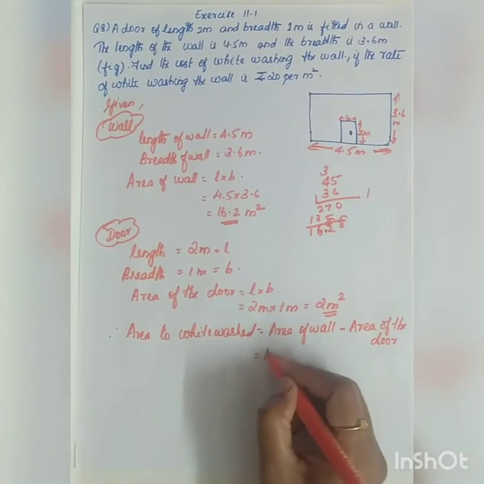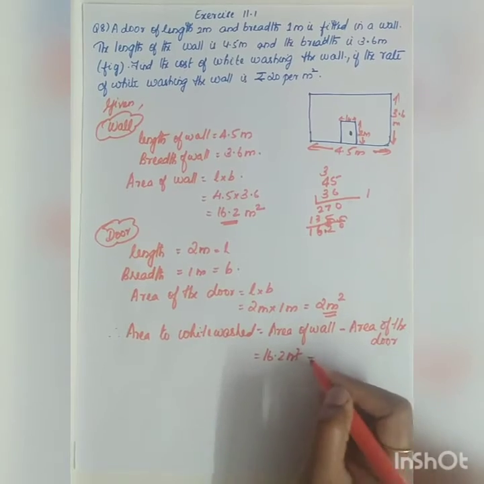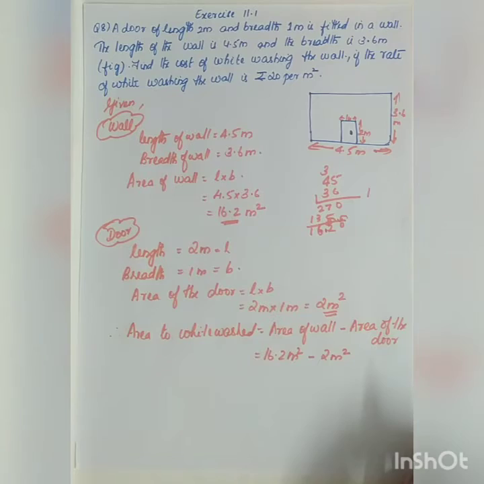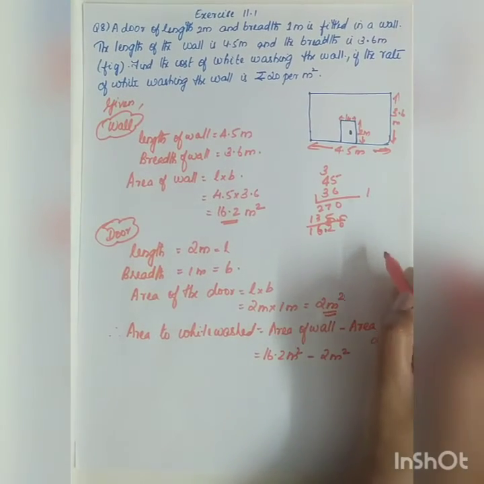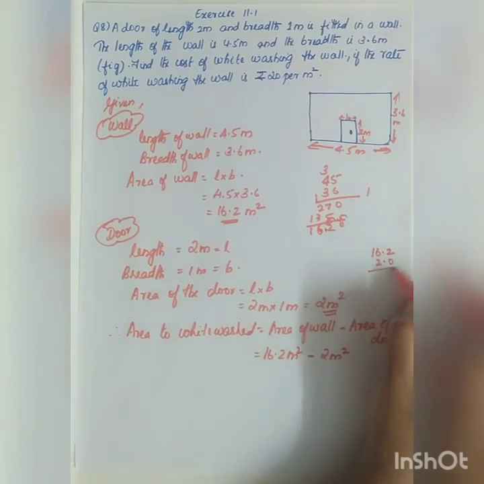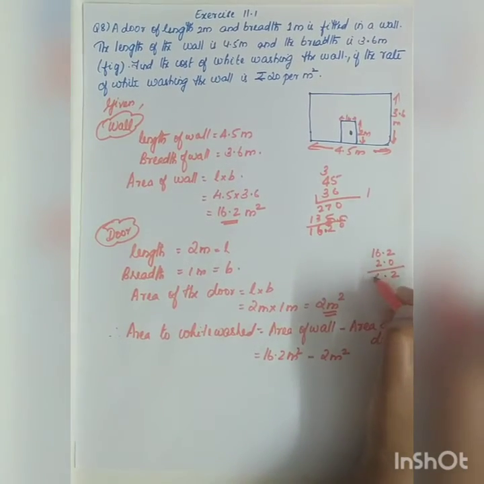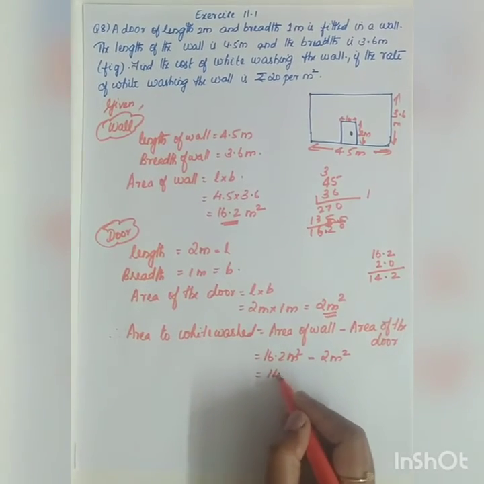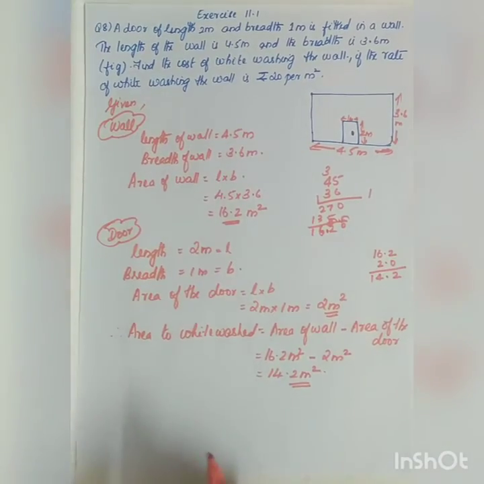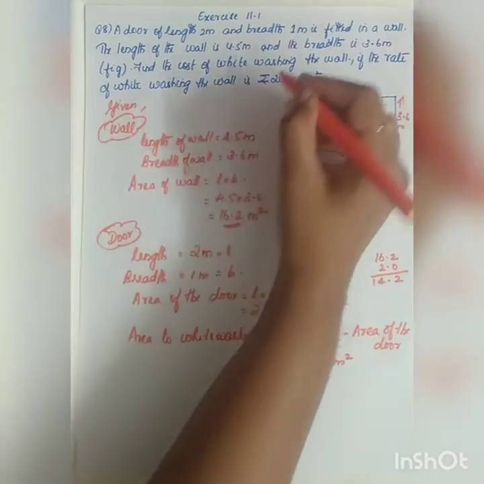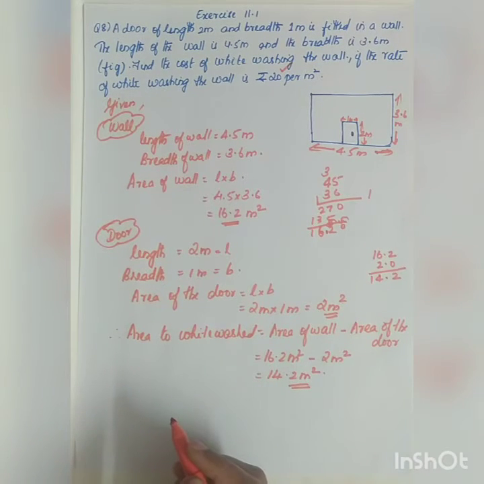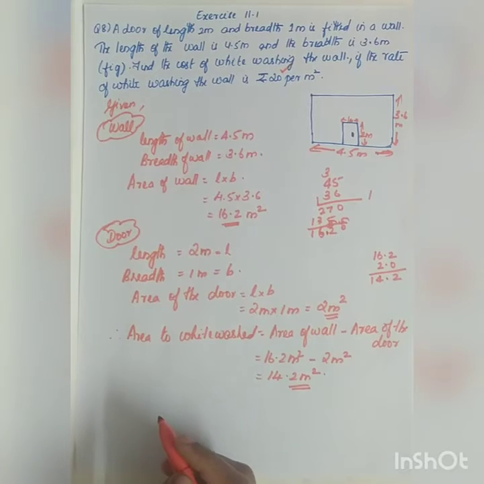So the area of the wall is 16.2 meter square minus 2 meter square. In the case of decimal subtraction, you have to do it with the decimal point. So 16.2 minus 2 will be equivalent to 14.2 meter square. Now you have found out the area to be whitewashed. Now what is the clue given in your question? The rate of whitewashing the wall is rupees 20 per meter square.